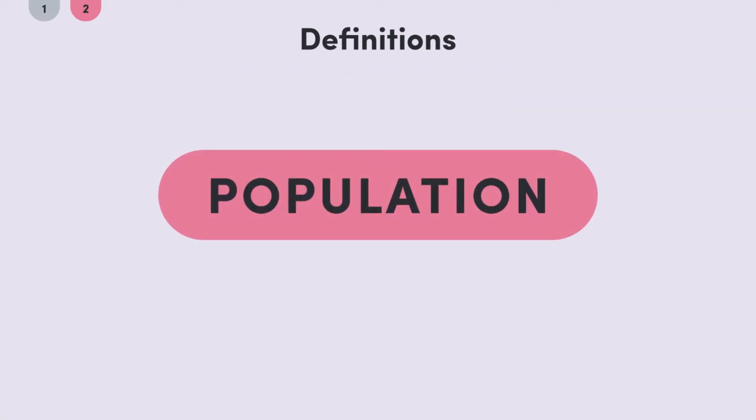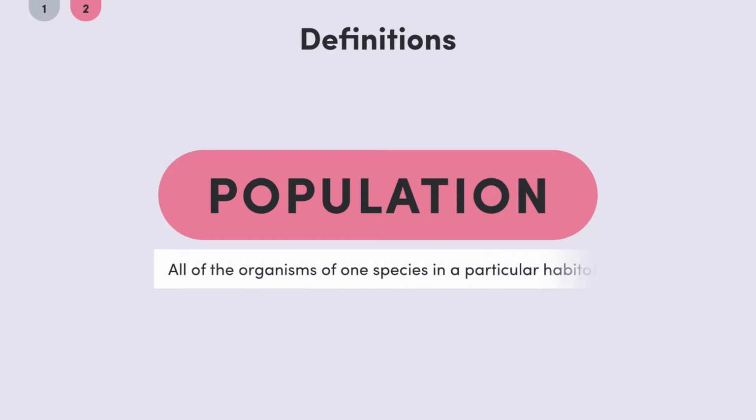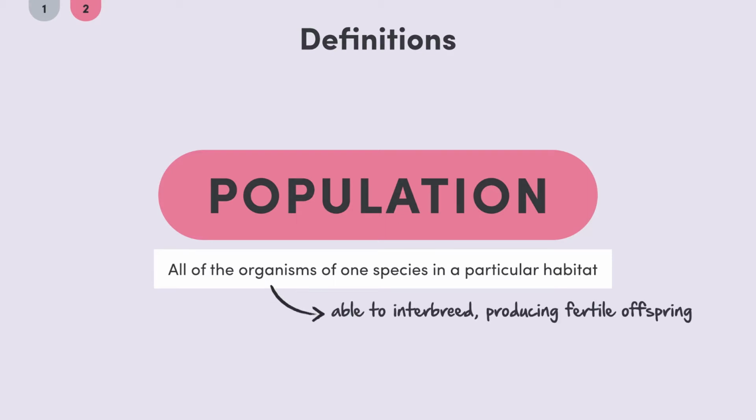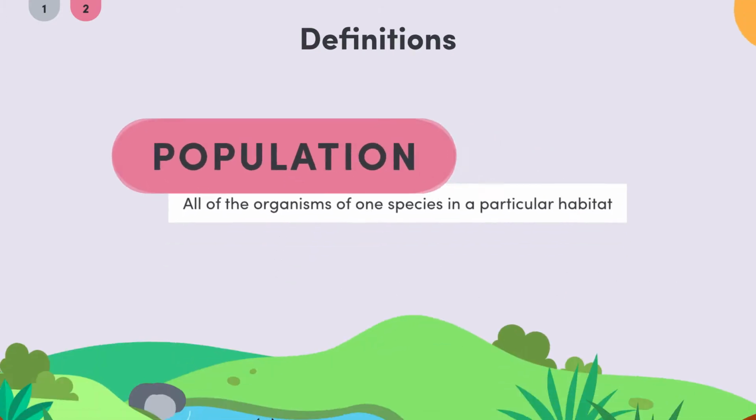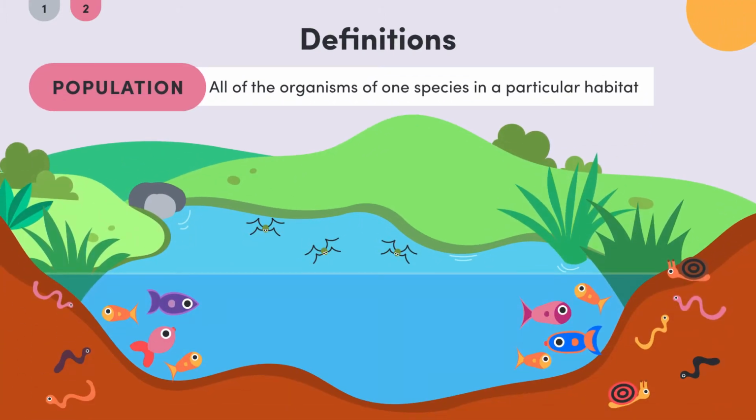The next term you need to know is population. A population is defined as all of the organisms of one species in a particular habitat. So naturally, they should be able to interbreed to produce fertile offspring. For example, all the individuals of a specific species of goldfish in our pond form a population.